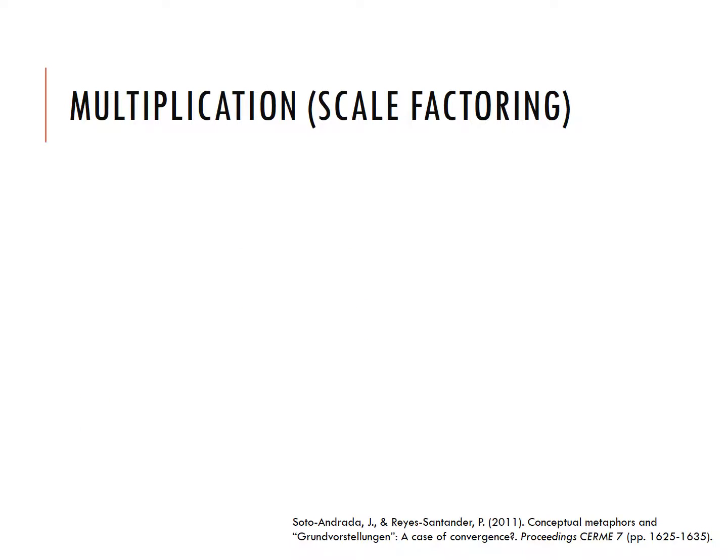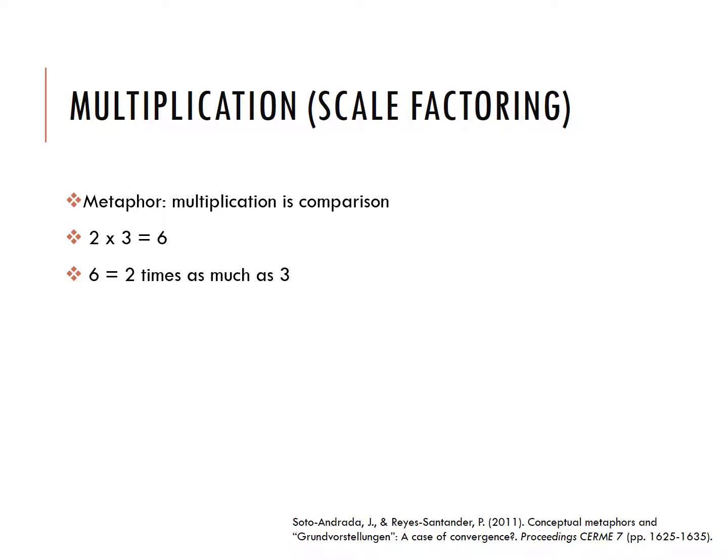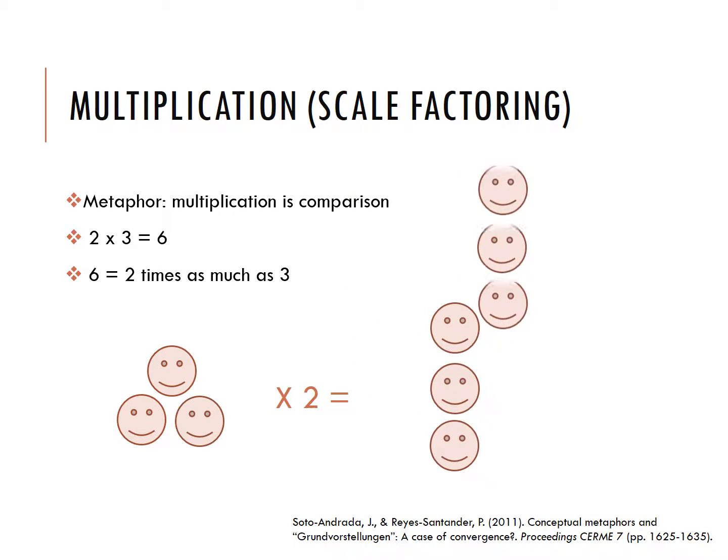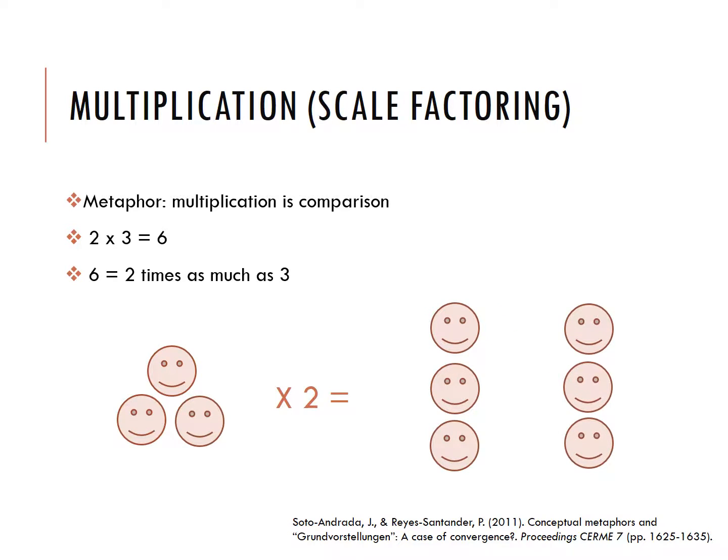The first concept in our problem is scale factoring. In this concept, we can view multiplication as a metaphor of comparison. For instance, you can view a problem such as 2 times 3 equals 6. But using the metaphor, you can also view 6 as being 2 times as much as 3. So if you start off with 3 smiley faces and you want 2 times as much, you would multiply 3 by 2 and end up with 2 groups of 3 for a total of 6 smiley faces.